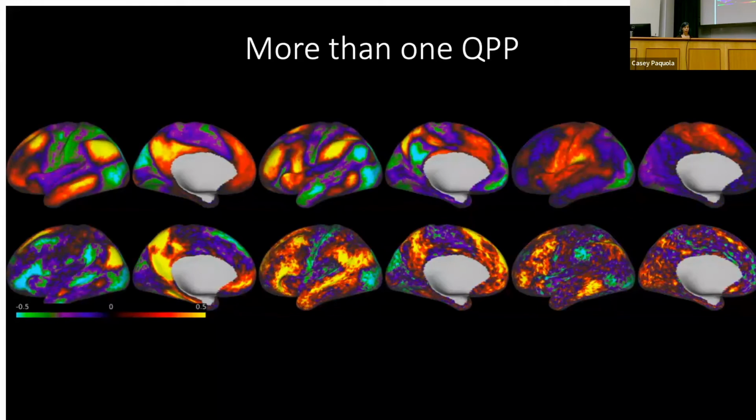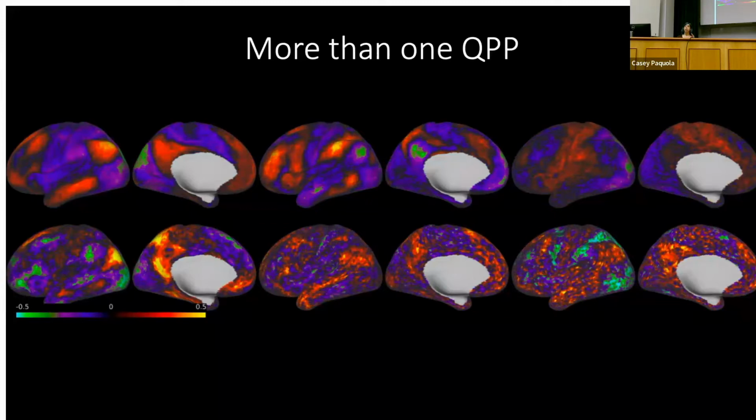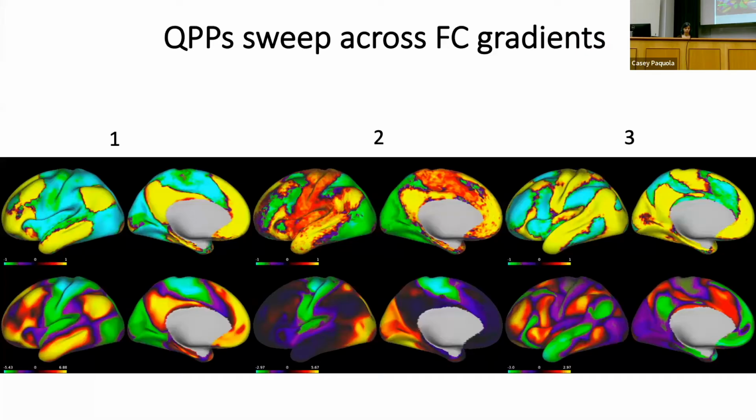So again, these all have about that same length, about 20 seconds. And they all have some sort of alternation of positive and negative activity. And most of them have some sort of propagation. And if you line the secondary and tertiary QPPs up with the non-primary functional connectivity gradients, you see that they match up, at least for the first three.